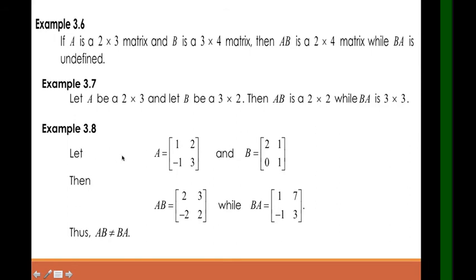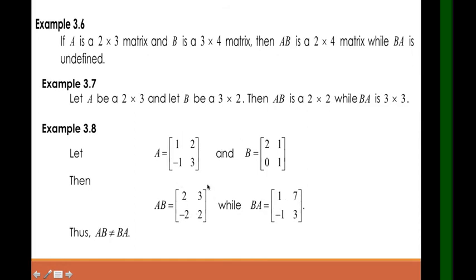So let A be equal to 1, 2, negative 1, and 3, and B is equal to 2, 1, 0, and 1. So AB is 2, 3, and negative 2, 2. If you will multiply A and B, the result is 2, 3, and negative 2, 2. You can check it by doing the same process that we did earlier. While BA is 1, 7, negative 1, and 3. Obviously, they are not the same.